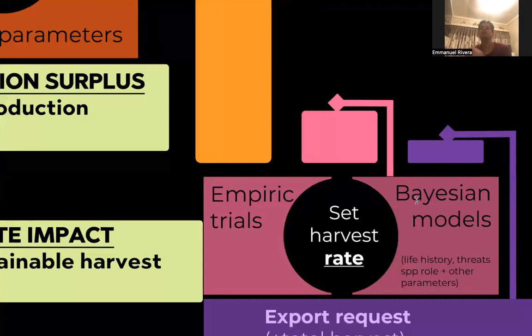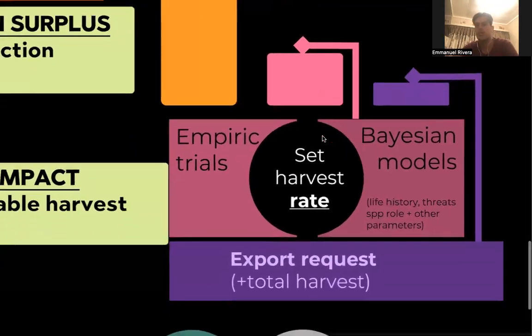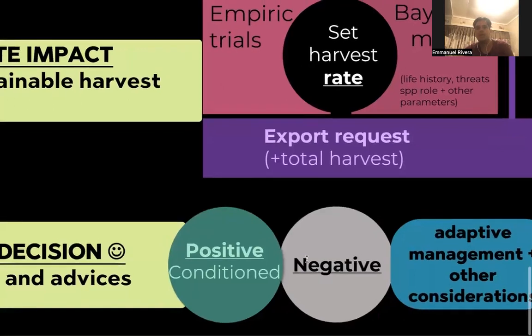And you can have a harvest rate by taking reference values elsewhere out there that are published, or make a Bayesian model if you have enough data, or making empirical trials. For example, if you had a certain harvest rate, say 10 years ago for this species, and this species is in good shape right now, maybe that harvest rate is secure, and you will be contrasting this harvest rate to the export request that you have right now. And it will allow you to make a positive conditioned NDF or a negative NDF.